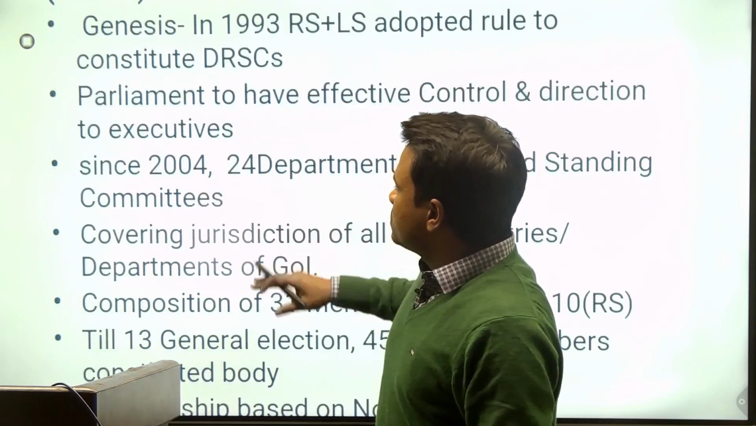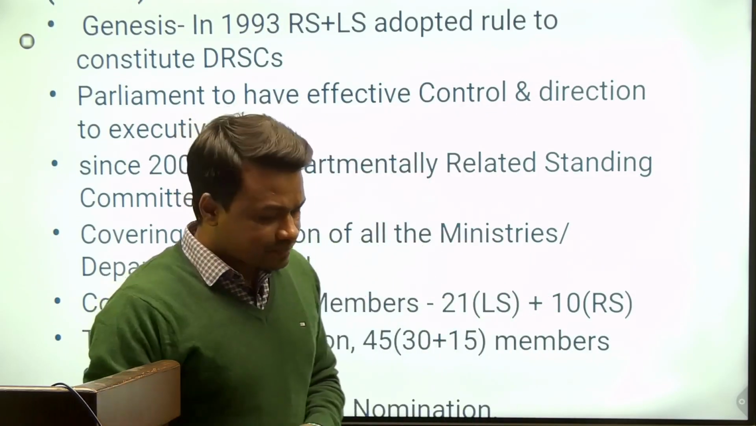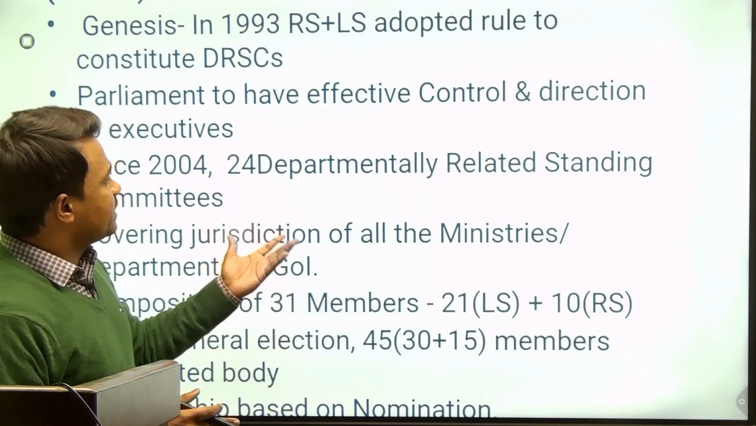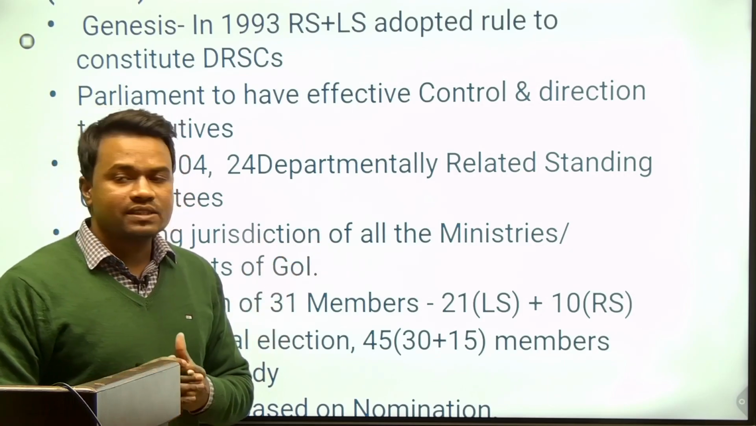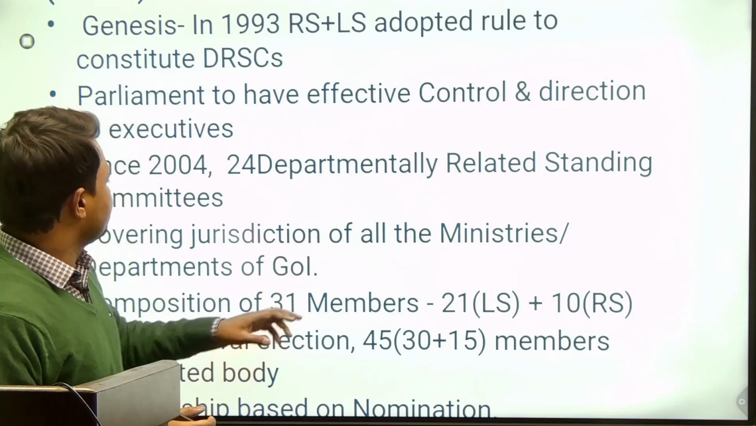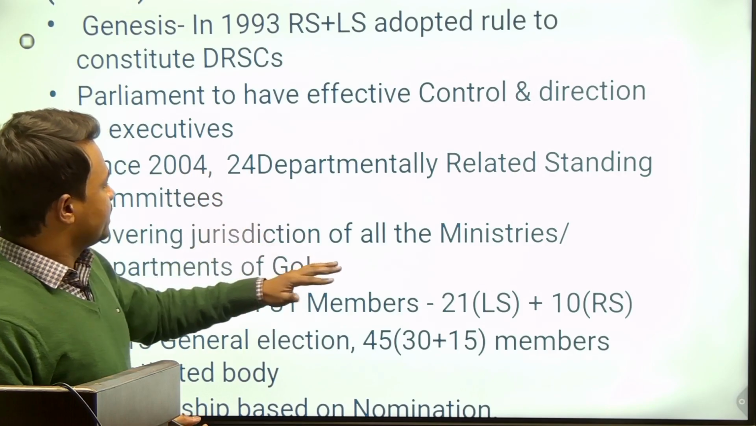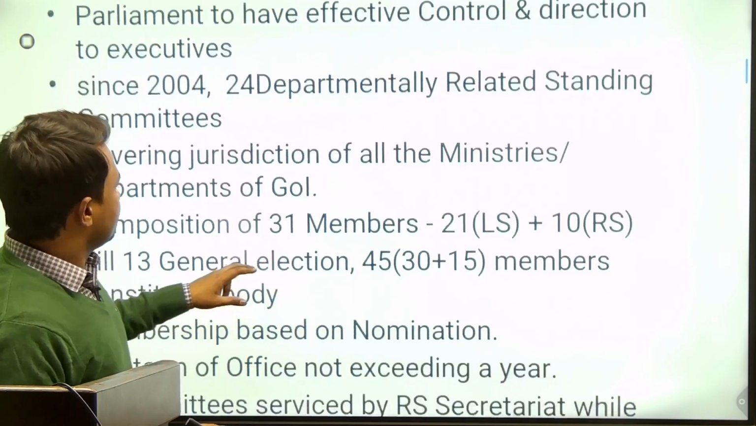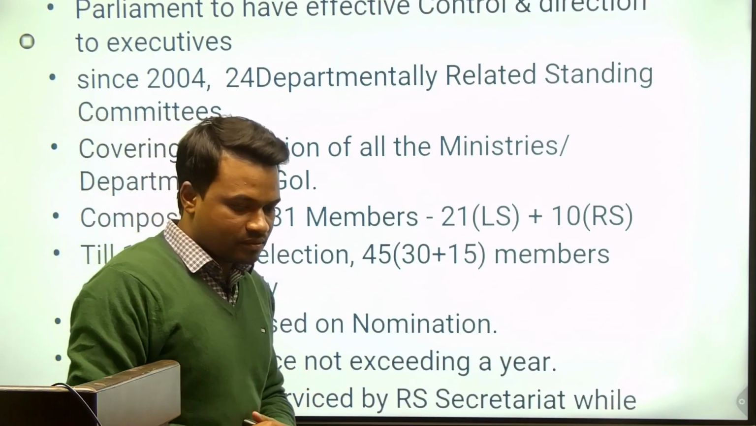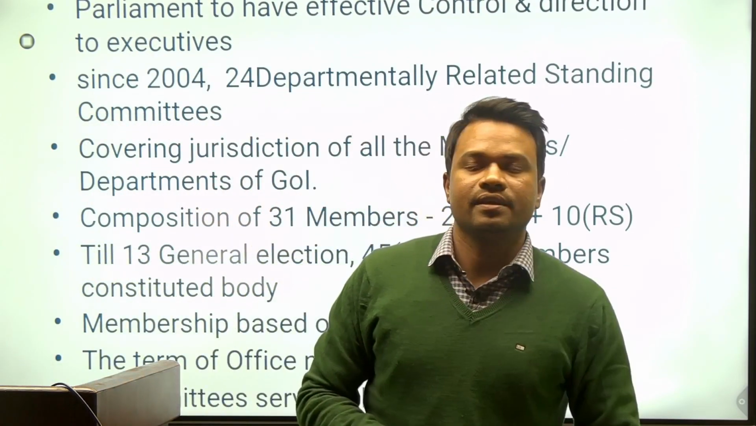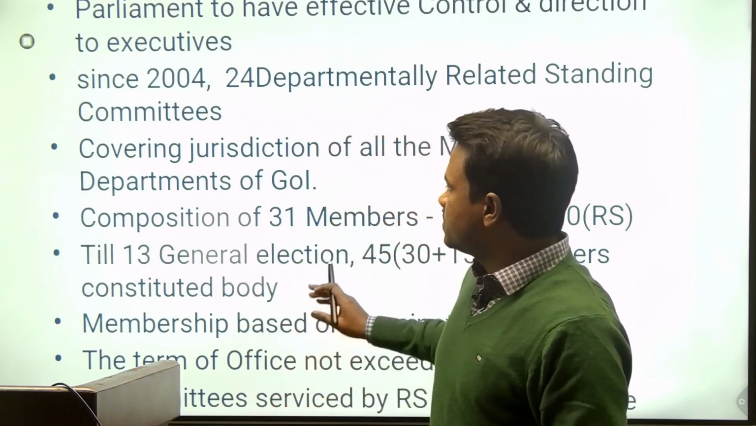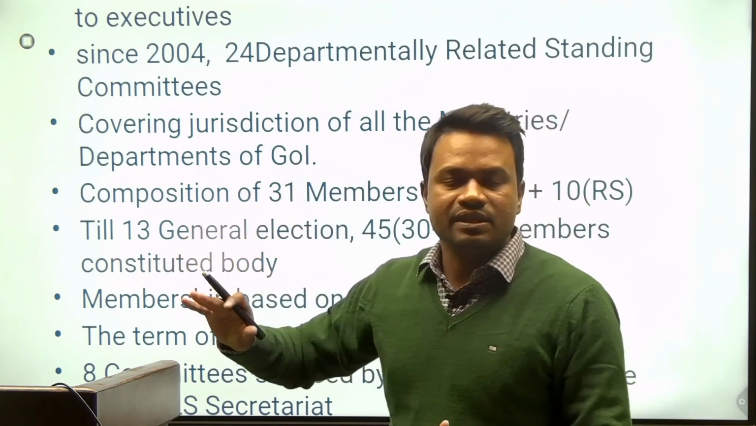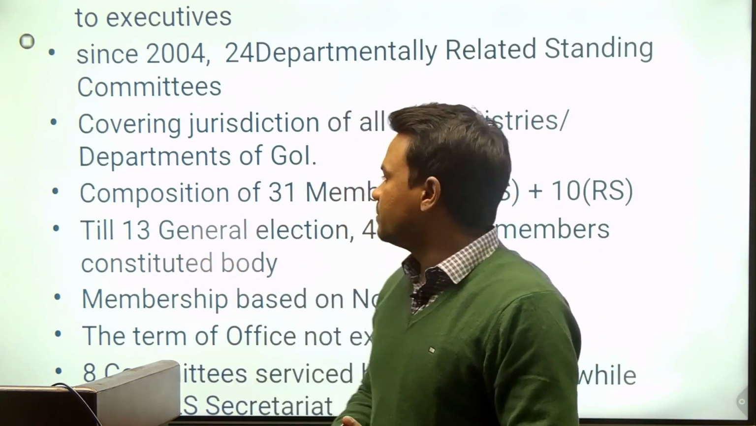Now next, since 2004, when earlier there used to be 17 departmentally related standing committees, it increased to 24, covering the jurisdiction of all ministries and departments. Obviously, all the departments and ministries under the central government are covered; they have specific departmentally related standing committees.